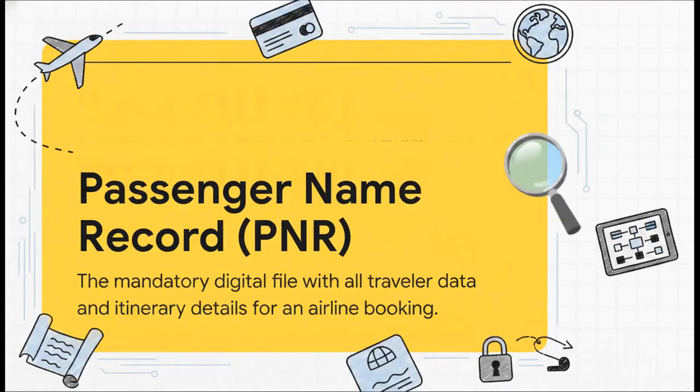And the whole point, the ultimate goal of speaking that language, is to create this, the PNR or passenger name record. Look, if you take away only one thing from the start of this explainer, let it be this definition right here. The PNR is the mandatory digital file that contains all the traveler data and itinerary details for any airline booking. Simply put, without a PNR, you aren't going anywhere. It's the absolute foundation of our whole codebreaker mission today.